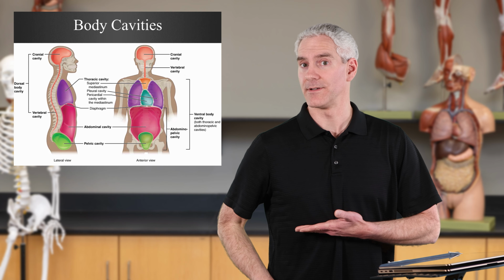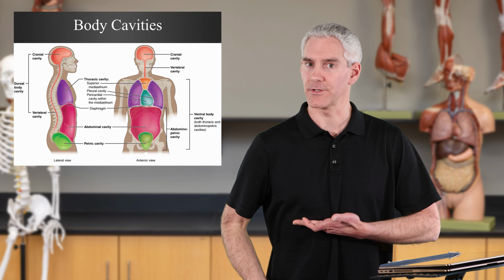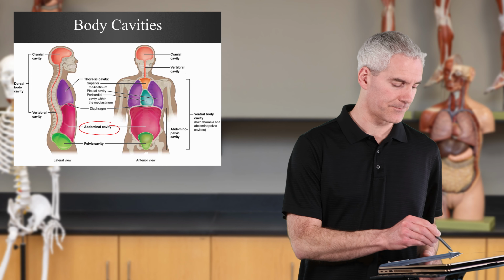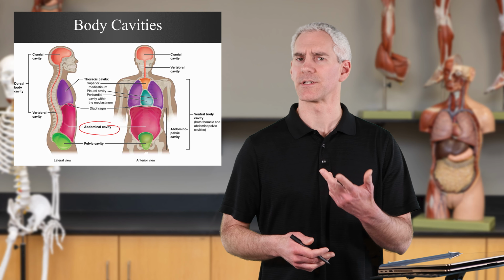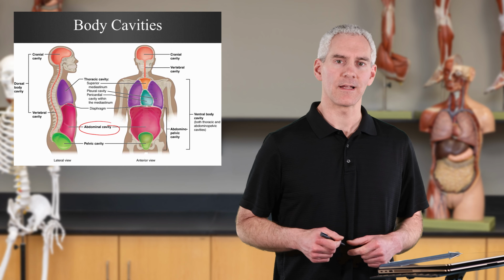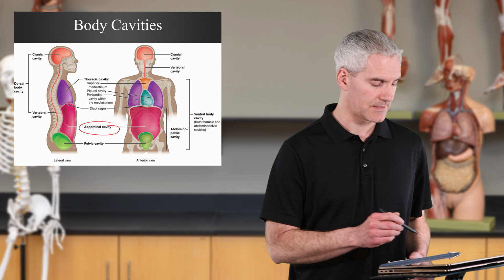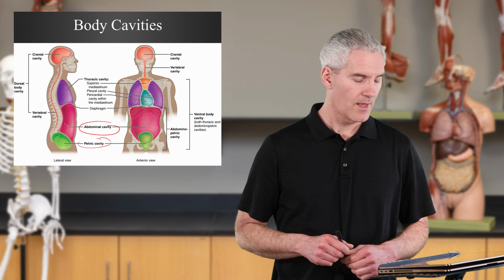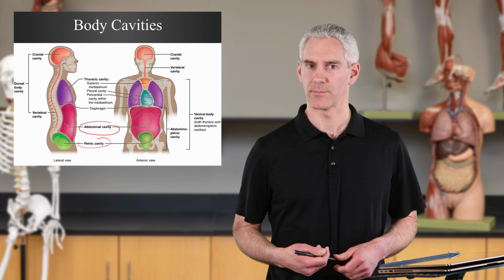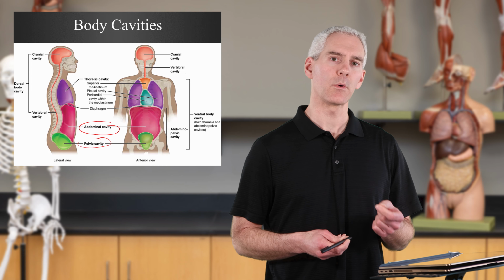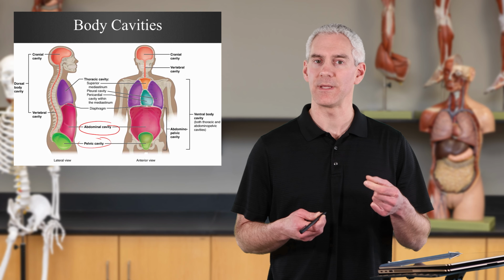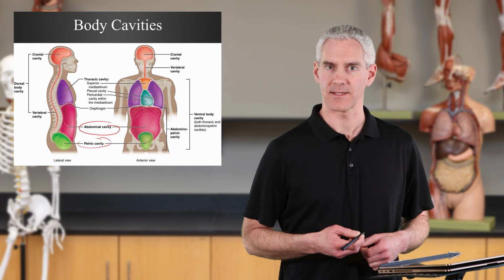The abdominal pelvic cavity, which is lower, below, or inferior to the diaphragm, is going to have the abdominal cavity, which has things like your liver, your stomach, your small intestines, your large intestines. Then you also have below that, or inferior to that, the pelvic cavity. The pelvic cavity houses more of the reproductive organs and the urinary bladder. So both the pelvic and abdominal cavities are going to be found within the abdominal pelvic cavity.